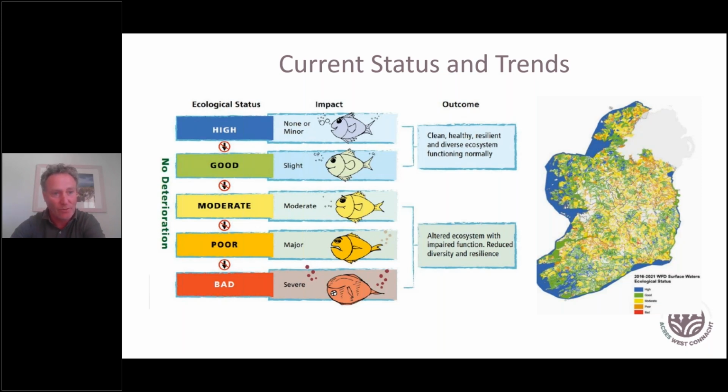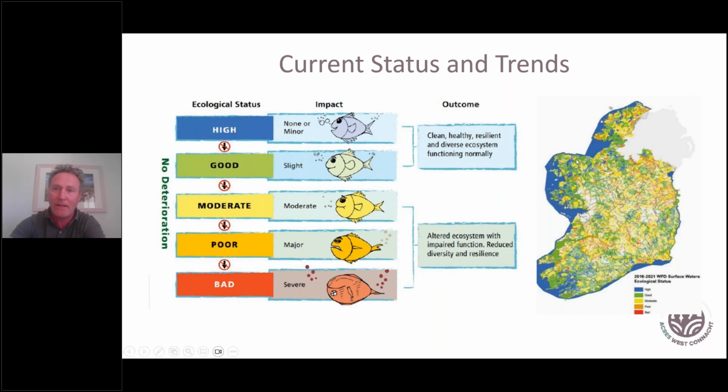So they're providing all the ecosystem services that healthy water ecosystems should be providing. But then it goes down to good, which is a step below that. Moderate, poor, and bad is obviously severely impacted or severely polluted. There it's an altered system with impaired function and reduced diversity and resilience, and that's where you're losing your ecosystem services, your clean water, and the other services provided by the water environment.